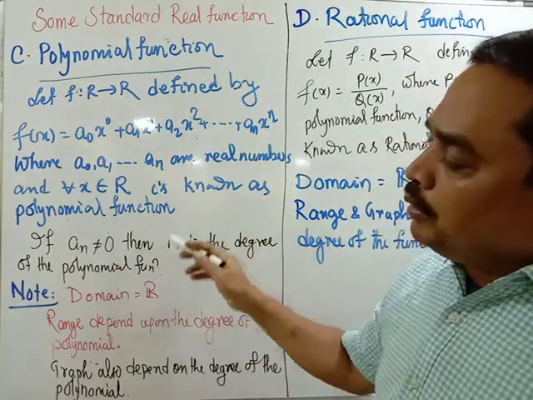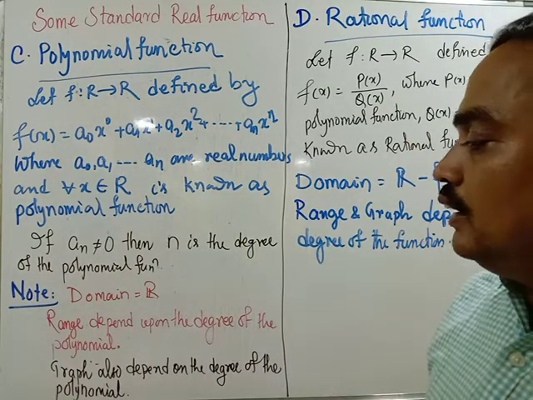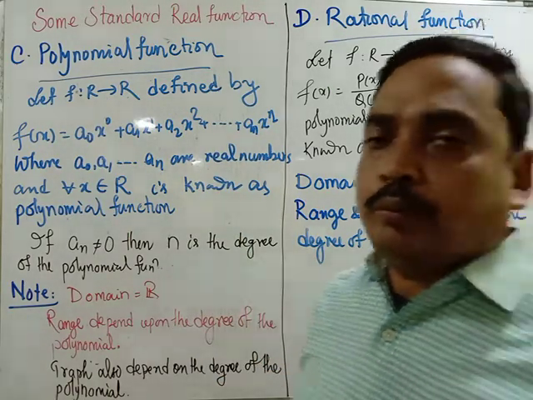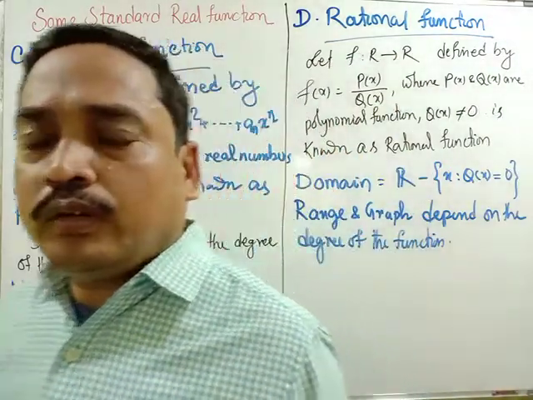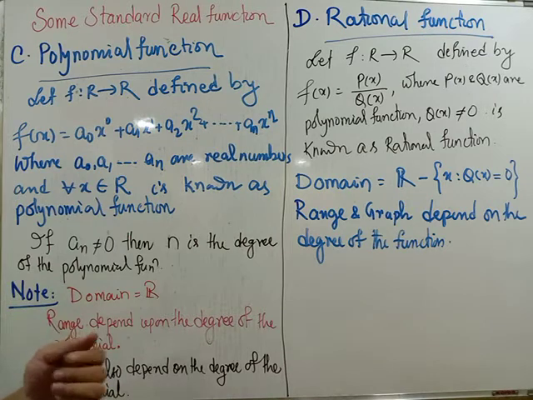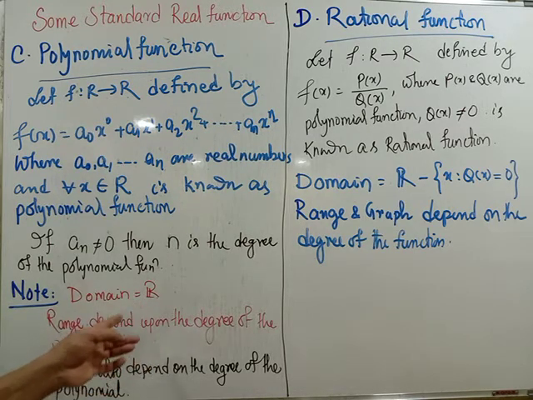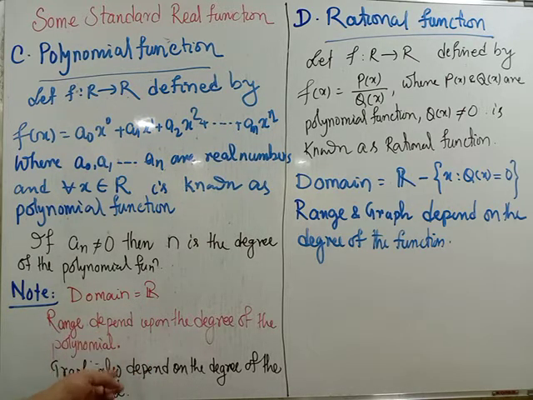If an is not equal to 0, n is the degree of the polynomial function. And for the polynomial, the domain is the real numbers R; the range and graph both depend upon the degree of the function. If it is linear, it represents a straight line. If it is quadratic, it is a parabola. So the range as well as the graph depend upon the degree of the polynomial.